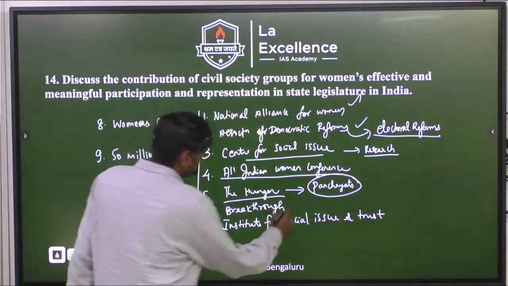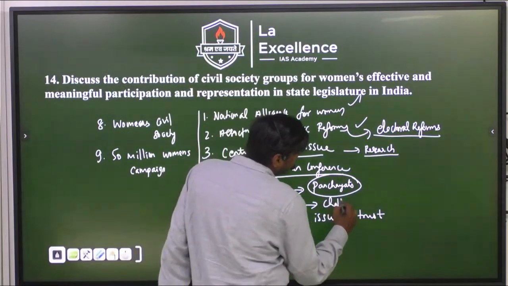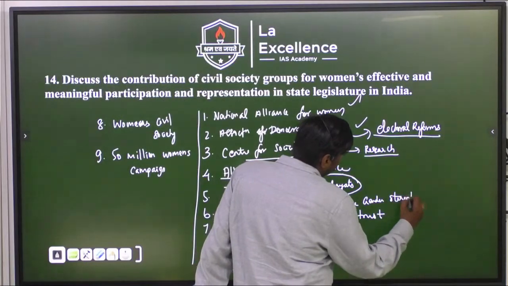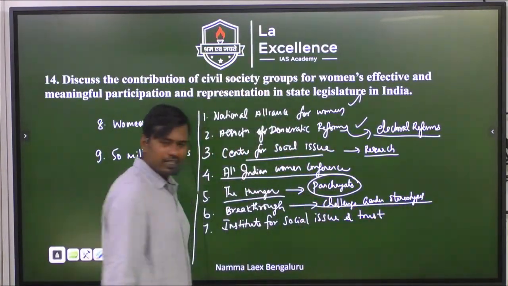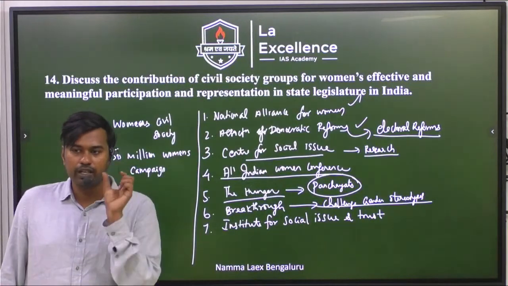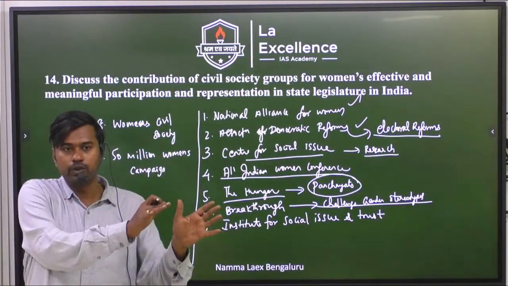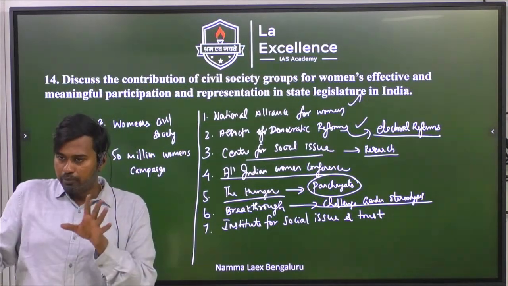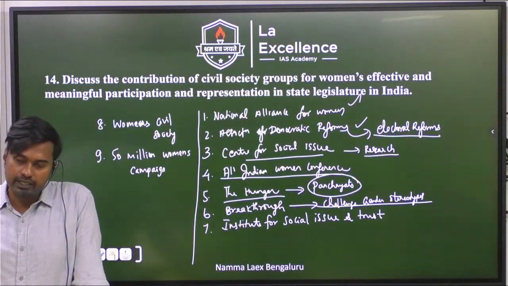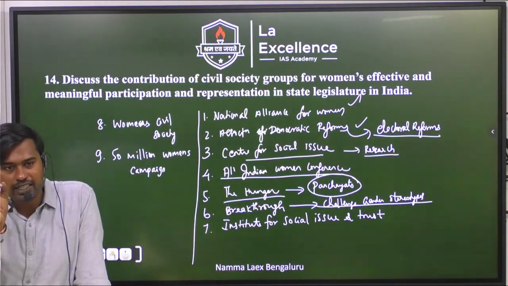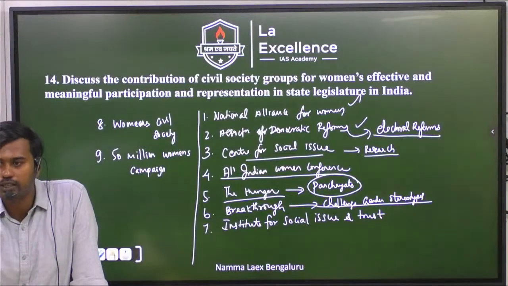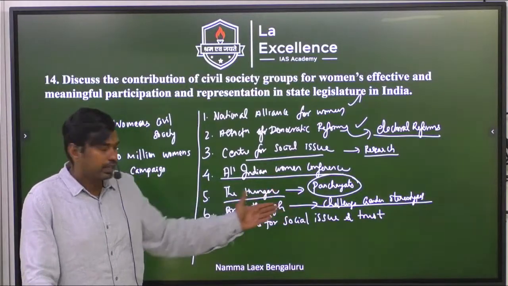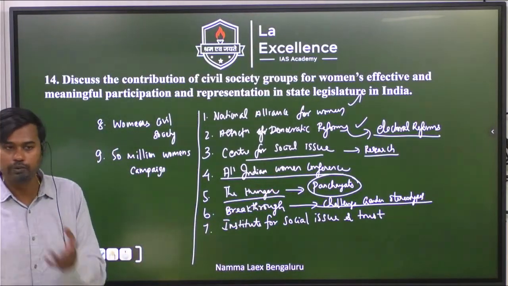Is it clear? Breakthrough will fight for challenging gender stereotypes. What is a gender stereotype? You are assuming or fixing that a person can do only a few roles. Like in ancient India, we felt that women should only do household work, and men should do the hard work, that is agriculture and labor related work. That kind is stereotyping. You are assuming somebody can do only this work. For that kind of gender stereotypes, the Breakthrough civil society group will fight.